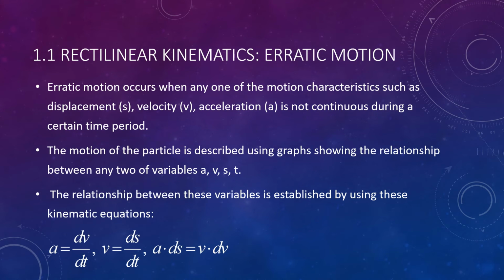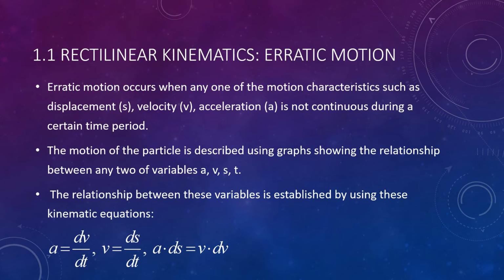Up to now, rectilinear kinematics continuous motion has been addressed. Now I will explain rectilinear kinematics erratic motion. Erratic motion occurs when any one of the motion characteristics such as displacement s, velocity v, acceleration a is not continuous during a certain time period.